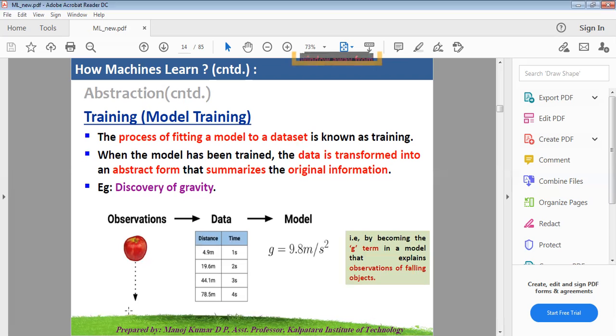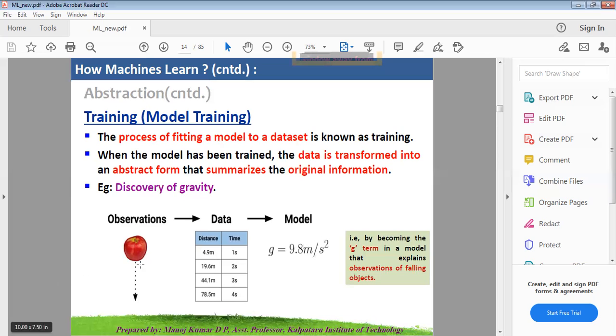See here, this is an apple. Okay, I'm dropping it. At 1 second, it is going to travel 4.9 meters. For 2 seconds, it will go 19.6 meters. For 3 seconds, 44. For 4 seconds, 78. So that means gravity is equal to 9.8 m per second squared.